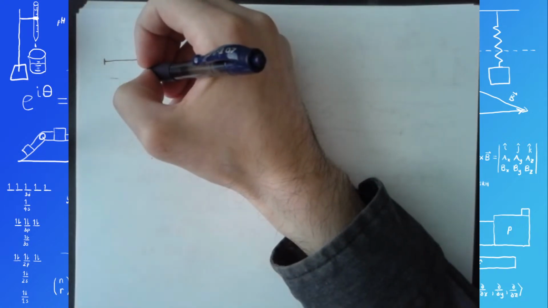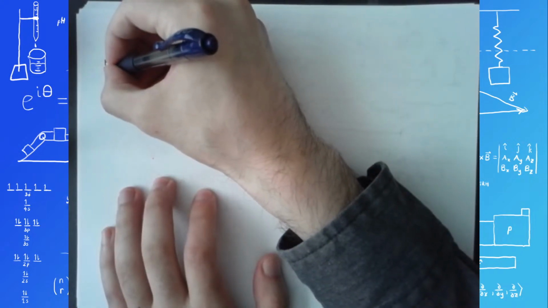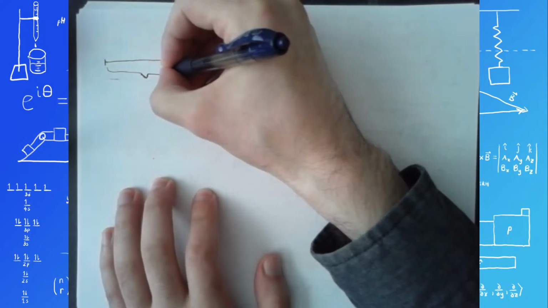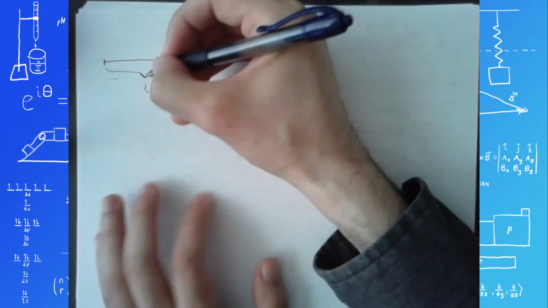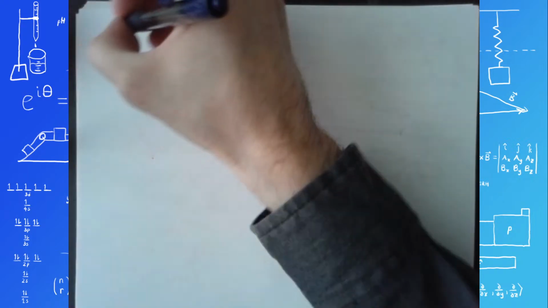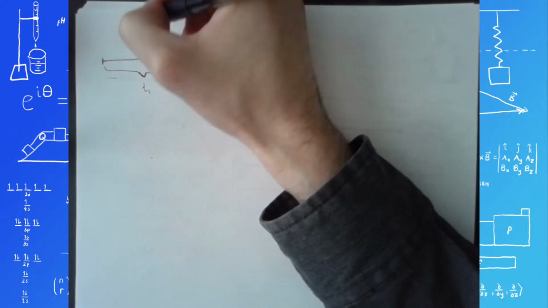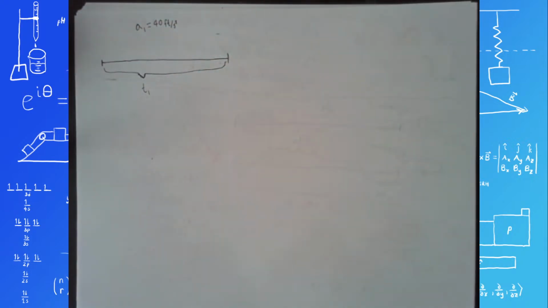It starts from rest and travels for some time t1. Travels for some duration of time. That's a very bad looking curly bracket. Travels for some amount of time t1 under an acceleration. I'll call it acceleration 1, which is positive 40 feet per second squared. Since everything else is in feet, this is not a problem. We don't have to make any conversions.